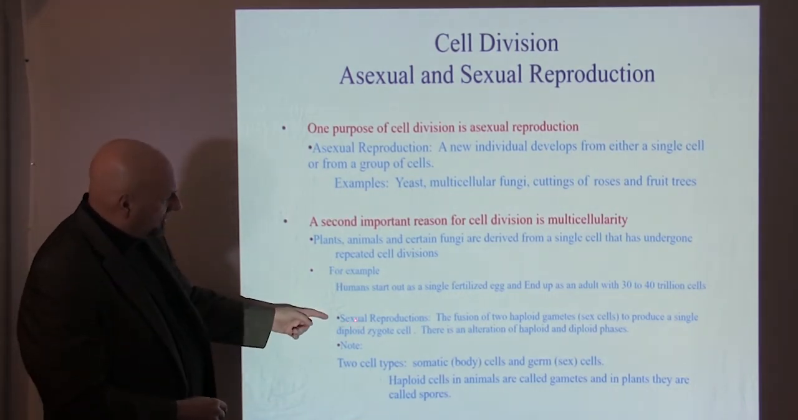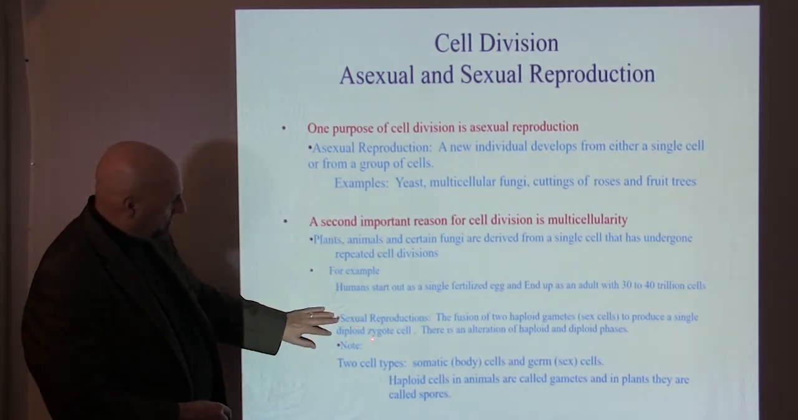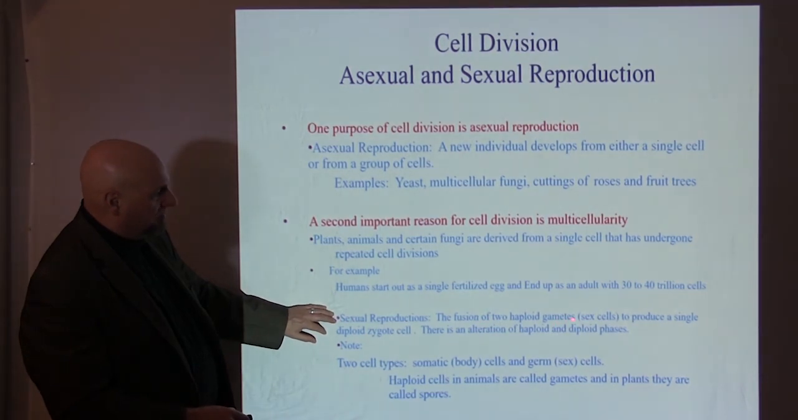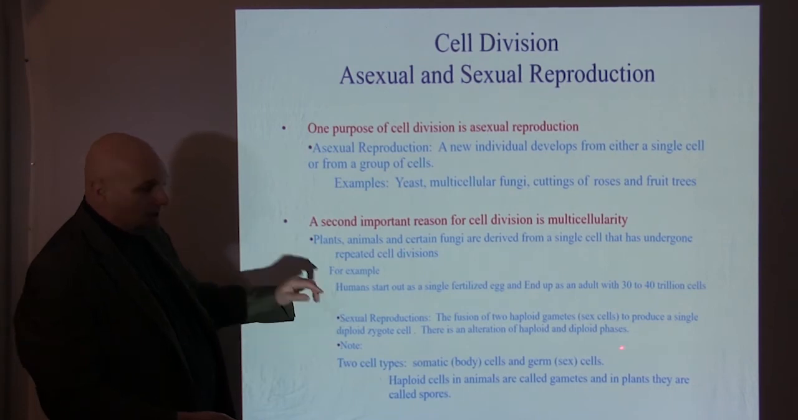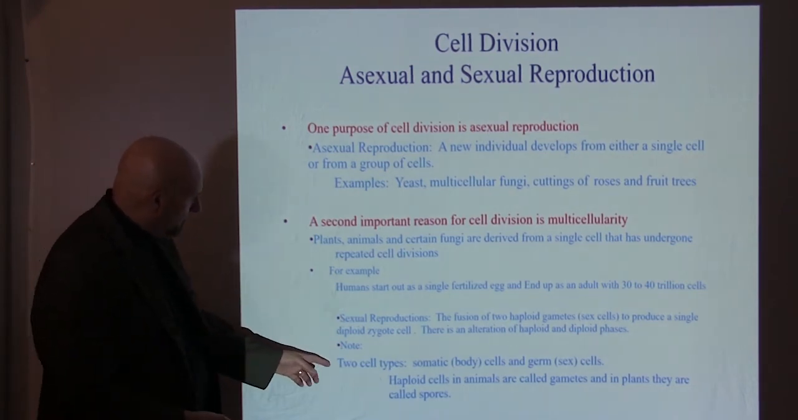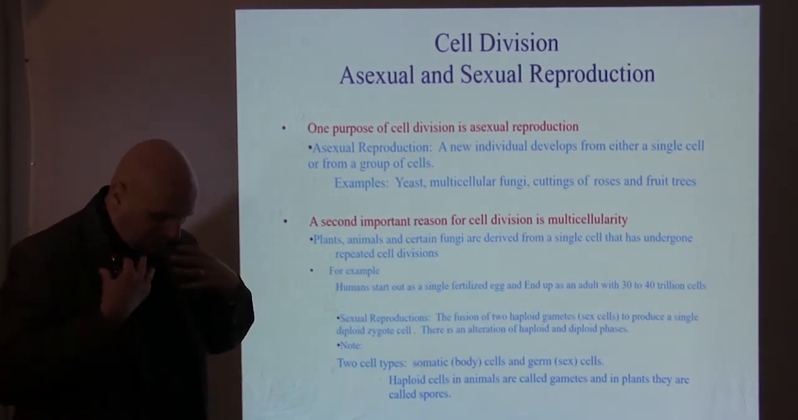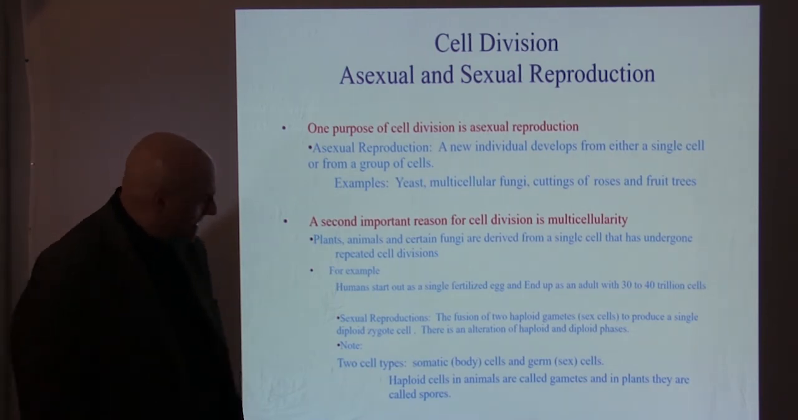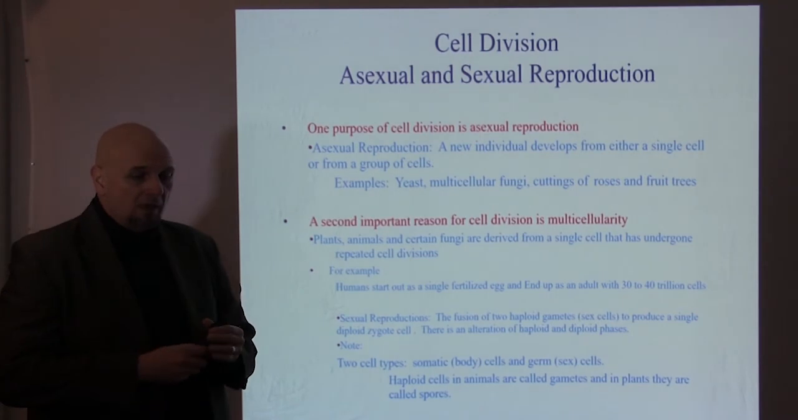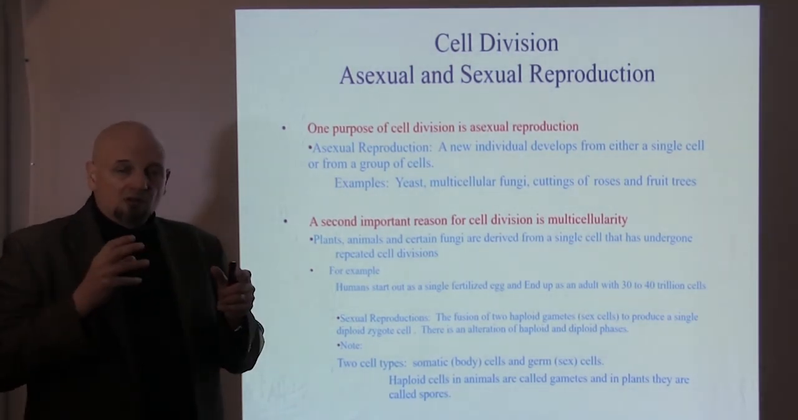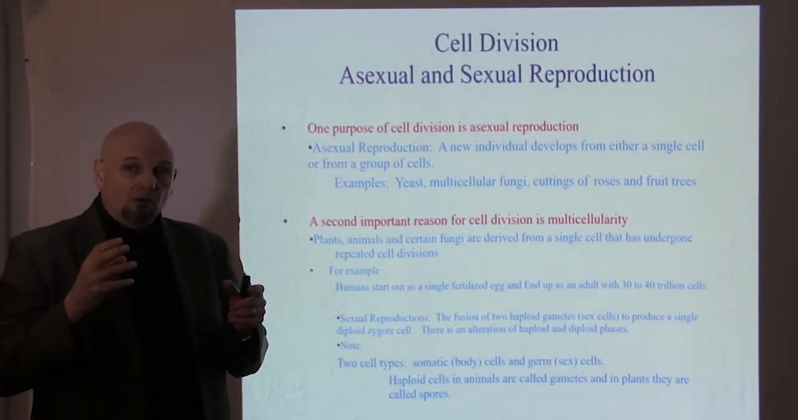Sexual reproduction can occur at this level for multicellular organisms, the fusion of two haploid gametes to produce a single diploid zygote cell. There's an alternation between haploid and diploid phases, two cell types. We have somatic body cells, which are 2N, and then we have the germ cells. And these germ cells literally separated themselves during our embryonic development.